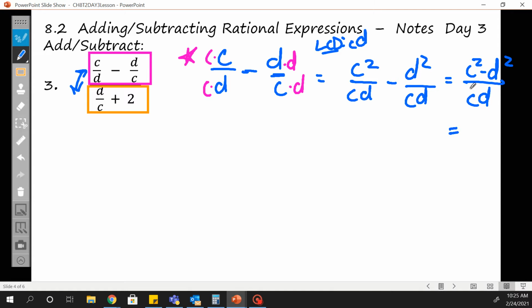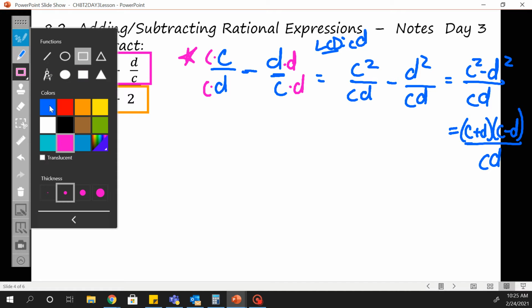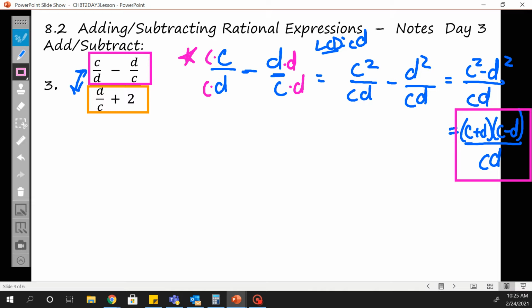Now, since we'll be doing multiplication later, we do want to simplify, we do want to factor that. The numerator, c squared minus d squared, can factor into c plus d, c minus d, because it's a difference of 2 squares. Okay, so this is the factored form of the numerator.